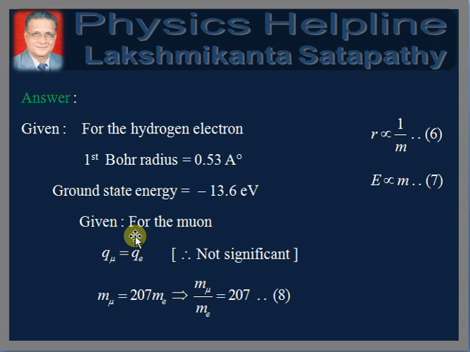For the muon, it is given that charge on the muon is equal to the same as that on the electron. Therefore, we write Q mu is equal to Q e. Therefore, it is not significant. It doesn't come into the calculation because charge doesn't change when you change the particle. And it is given in the question that mass of the muon is equal to 207 times the mass of electron. Therefore, we get m mu divided by m e is equal to 207.